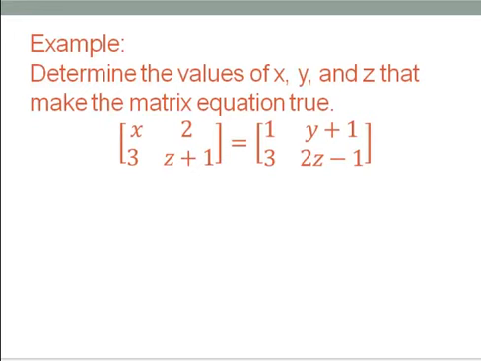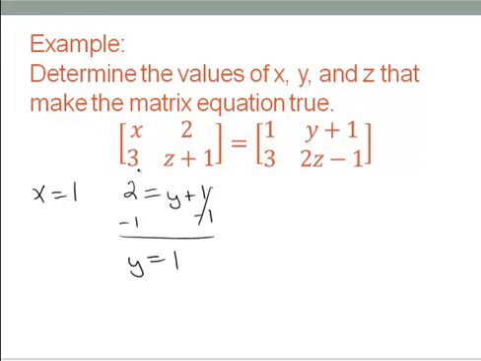So let's determine the values of x, y, and z so that these matrices are equal to each other. If you look at the first one, x has to be equal to 1, so we already know x. Then we know 2 must be equal to y plus 1, which means if we subtract 1, y must be equal to 1. This one tells us that 3 is equal to 3. That doesn't help us at all.